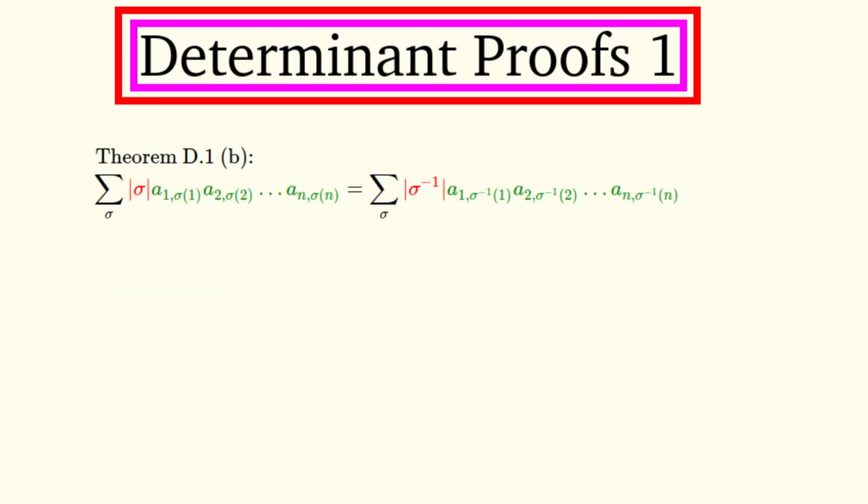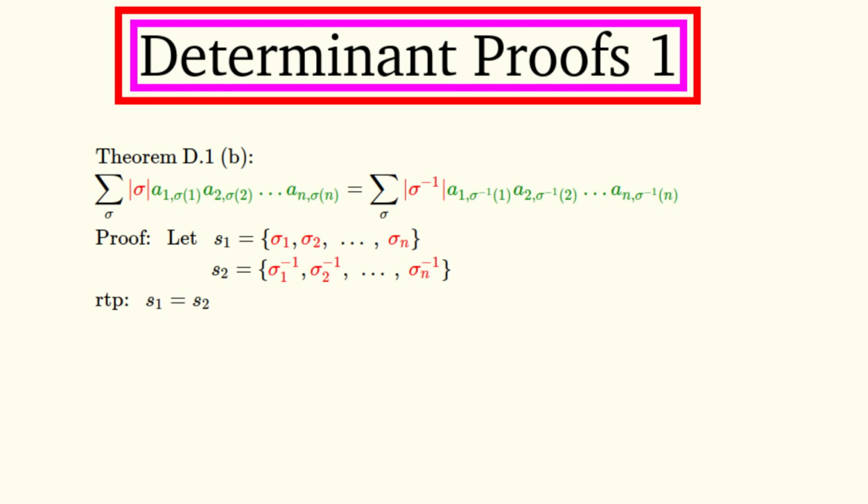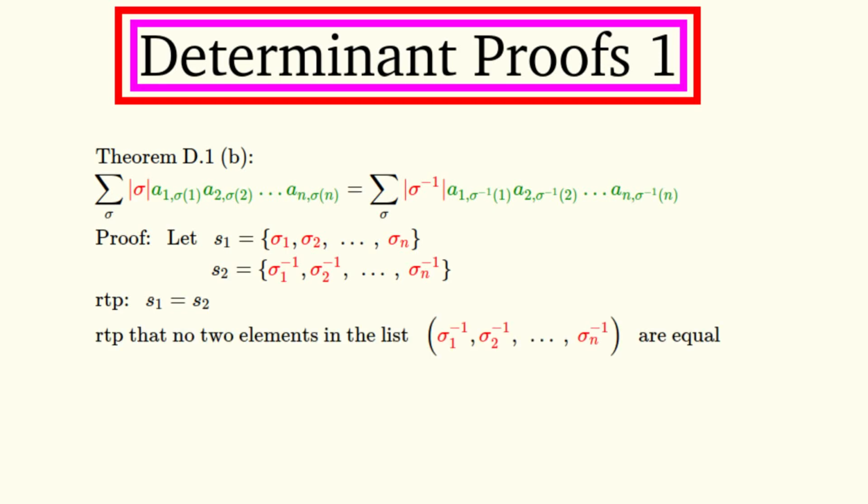Now to prove this result, it says that if we replace sigma by inverse sigma in this sum, with sigma as the dummy variable, then these expressions will still be equal. So now to start this proof, we'll set these variables to be equal to these sets. The first set contains all of the permutations of length n, and the next set contains all of the inverses of these sets. And we must prove that these sets are equal, so that the inverse of sigma will span all of the permutations of length n. It suffices to show that no elements in the second list of permutations are equal, and then because both sets have the same length, then they'll be equal.